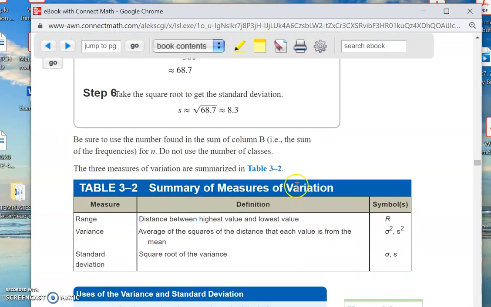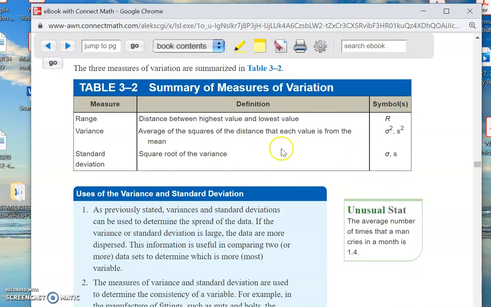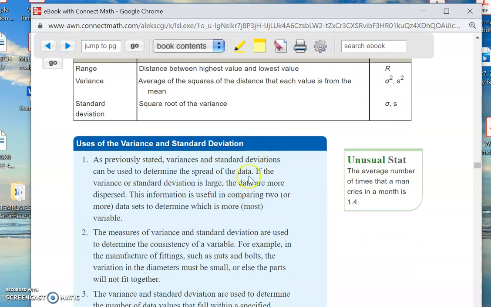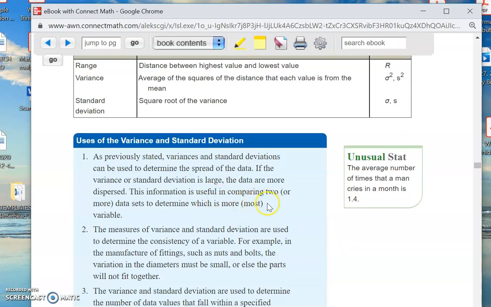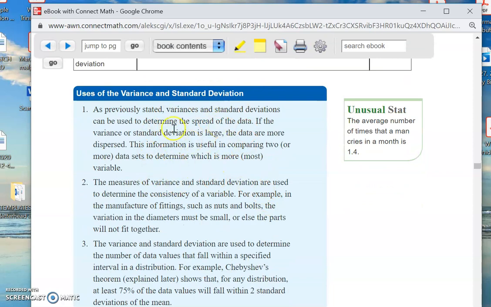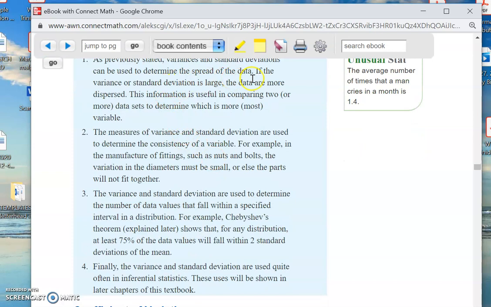Okay. All right, so here's a little summary. It's very, very handy. I'd say make a photocopy of it. It's worth the money to go to the library and make a copy. Or you guys nowadays, kids use their cameras for a lot of this stuff. Take a picture of it if you can't print it out. Okay. Here's a little summary of how we use variance and standard deviation. They're used to determine the spread of the data.